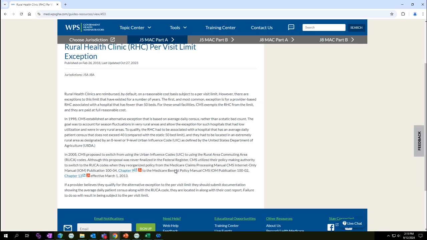So the point is, if you're in a hospital that has less than 50 beds, then hey, you're fine. If you're in a hospital that has more than 50 beds, you can check to see if you meet this criteria. And again, you'd want to submit that documentation. That's the key thing. We would need to know that average daily patient census, and we would need to know what RUCA code you qualified for, which, by the way, those are detailed in the policy manuals, so you can see the links to that. Otherwise, when we do the cost report, we're going to be applying that national limit.